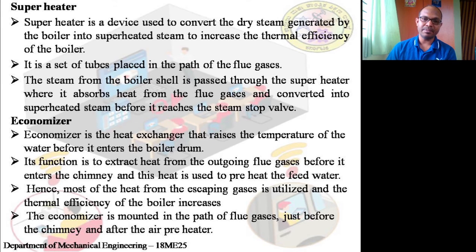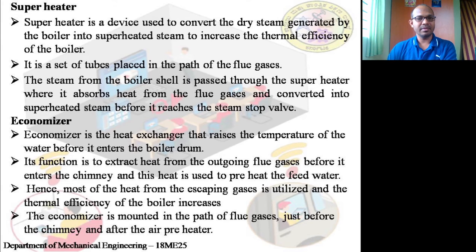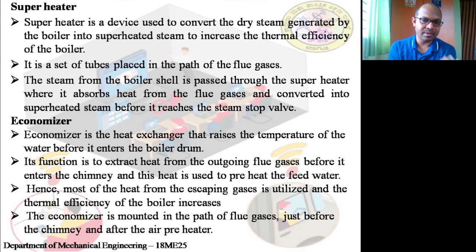The steam from the boiler shell is passed through the superheater, where it absorbs heat from the flue gases, and then it converts into superheated steam before it reaches the steam stop valve. Steam stop valve I have already discussed with you. It is the valve from which the superheated steam will be piped out to the turbines. Before it reaches that, the wet steam is converted into superheated steam by the same flue gases which have been used to convert the water into steam. So the same flue gases are used for the conversion.